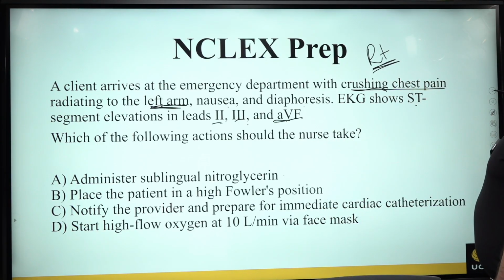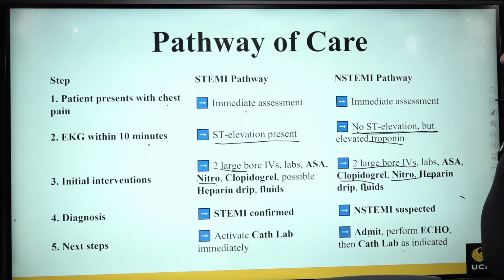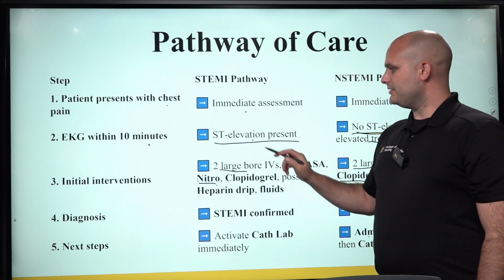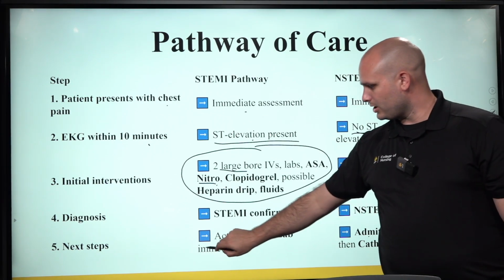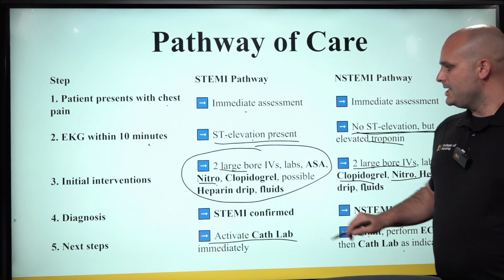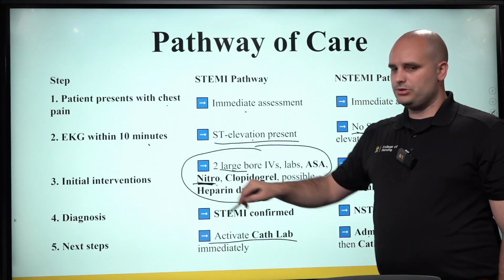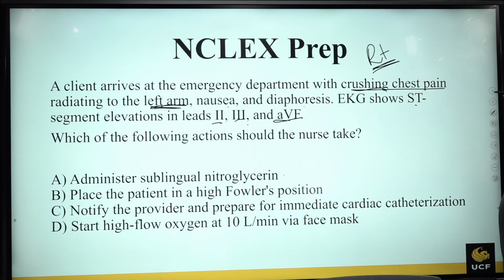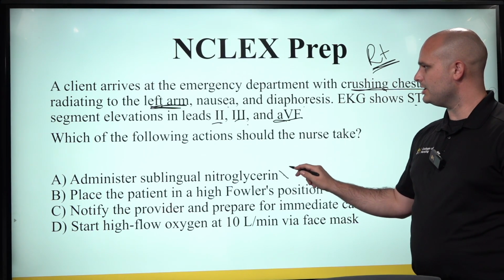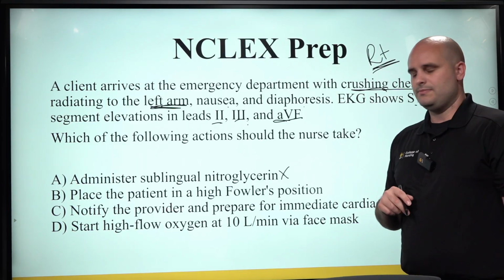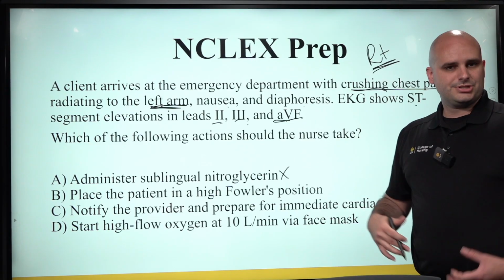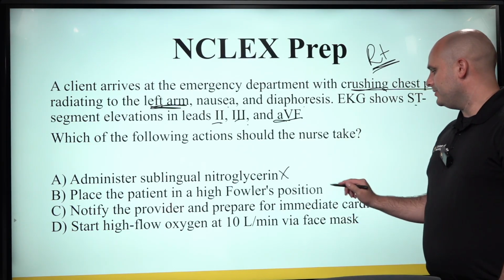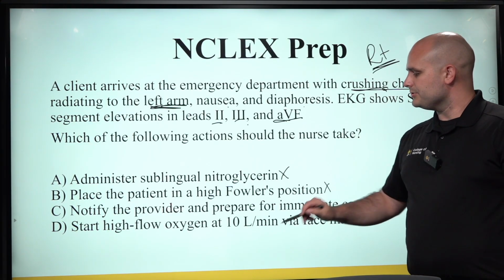If we go back through our pathway of care, they have ST elevation. This is what we're going to be looking at, additional interventions, with our goal of getting them to the cath lab, right? What did we learn about nitro earlier with our right-sided heart attack? We learned that this is probably not a good option, right? Because it's going to dilate them more and reduce their preload. High Fowler's position, why would that be my question, right? We don't need to put them in high Fowler's position.